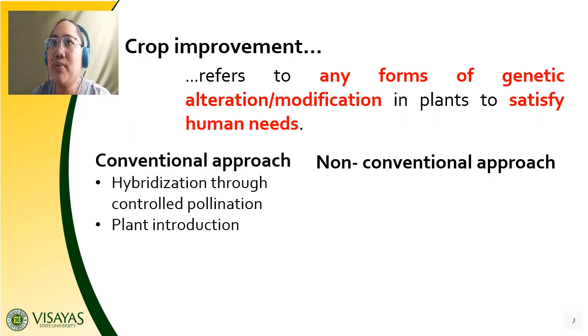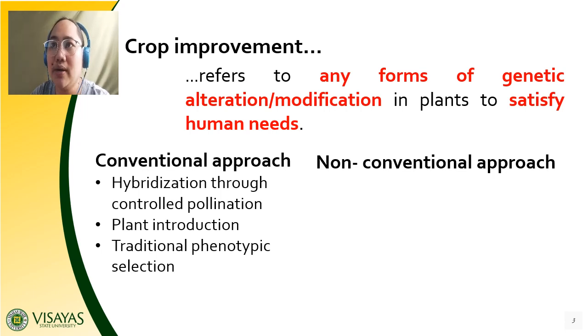This refers to the process of importing new plants or cultivars of well-established plants from the area of their adaptation to another area where their potential is evaluated for suitability for agricultural or horticultural use. Then you have here traditional phenotypic selection. This refers to the discrimination process which is based on the appearance or visible traits of crops.